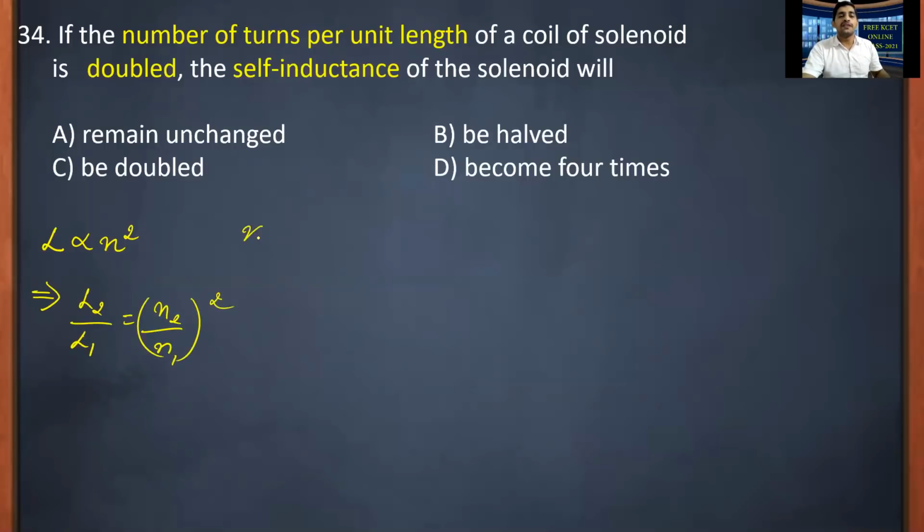So what is given? Number of turns per unit length is doubled. So N2 is equal to 2 times N1. So this will be equal to 2 squared, which is 4. So that implies L2 will be equal to 4 times L1. So when it is doubled, since it is a square relation, it becomes 4 times. So the option is D.